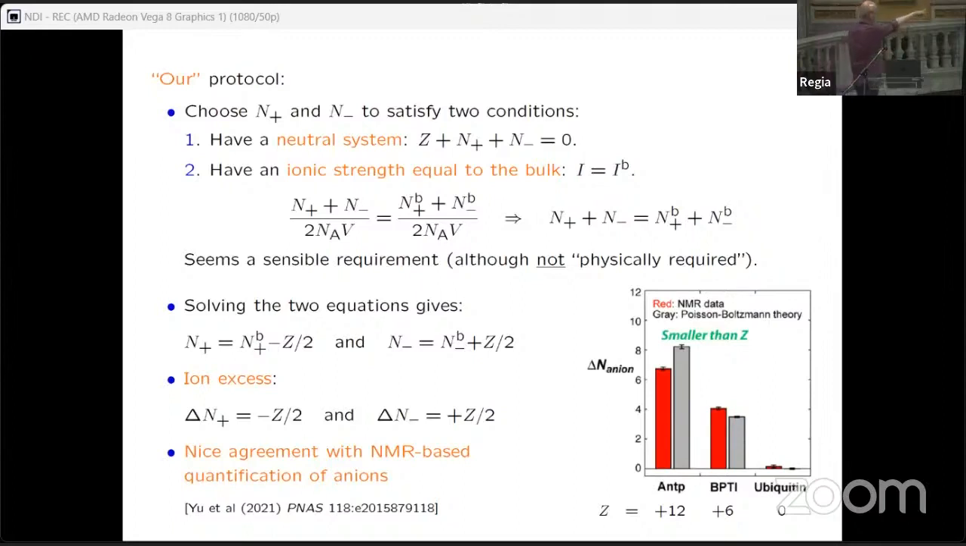So in the case of the experiment with the acetate ions, we would get 6, 3, not 4, 3. So it's not exactly the same. It's one unit different, and zero. So this is in quite nice agreement with the experimental results from the NMR based quantification. Which is quite nice.